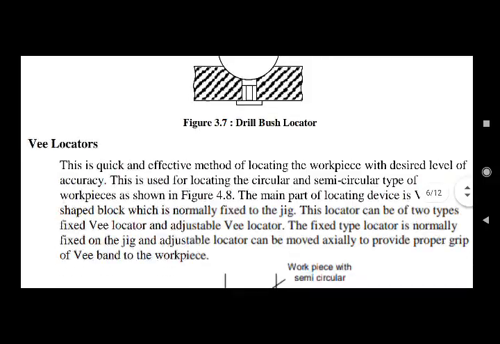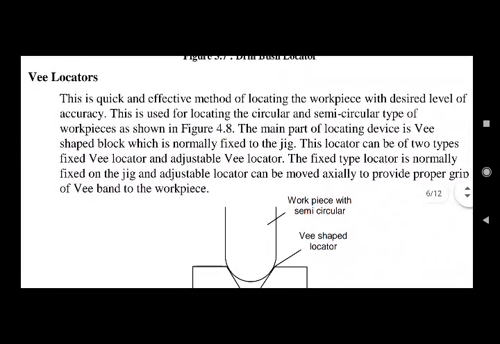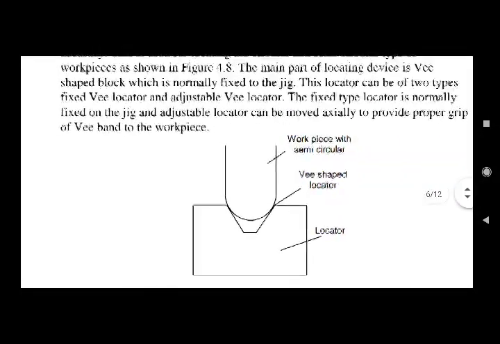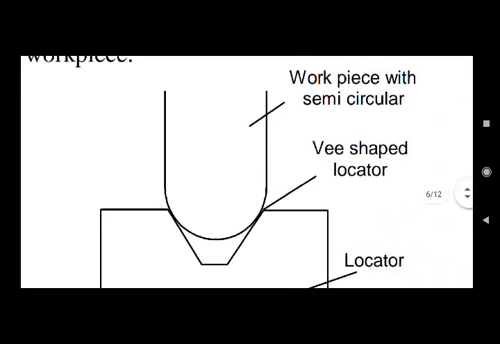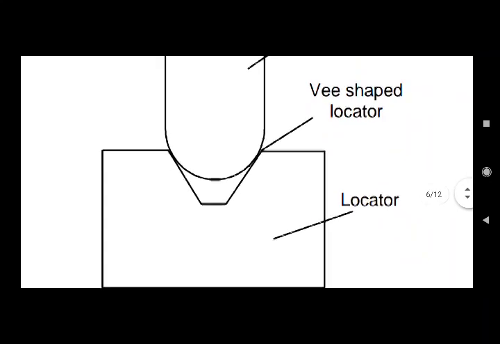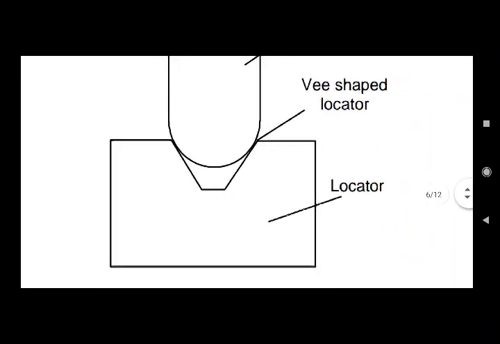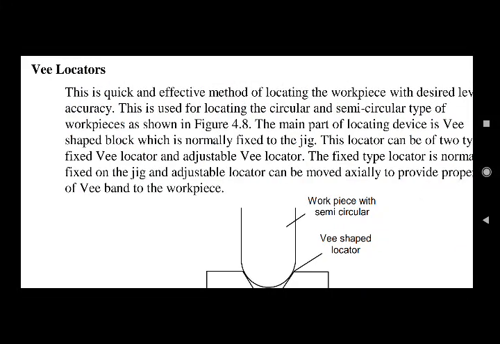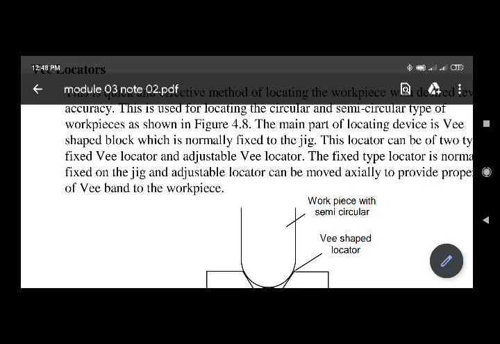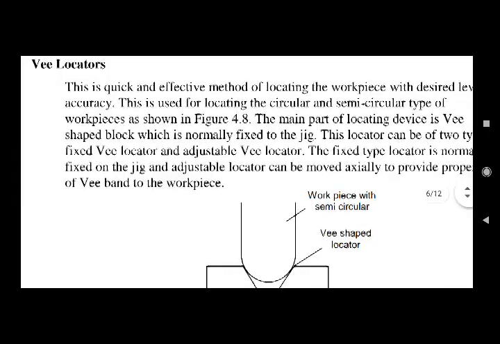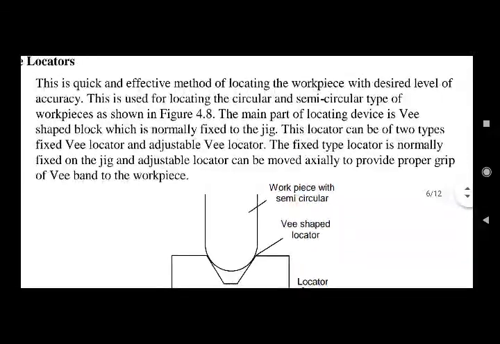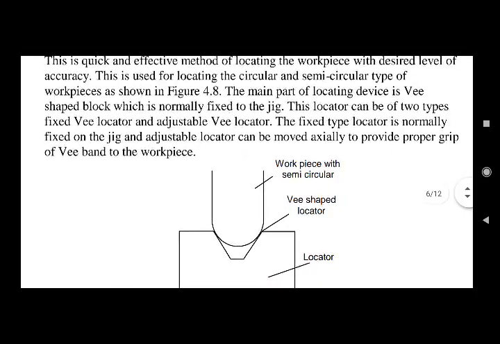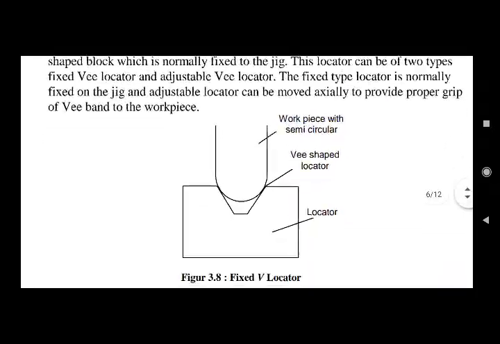Next, V-locators. Already we have seen V-locators in our lab, but today we are again going to see them. Now the workpiece is given with a semicircular shape. A V-shaped locator will help in order to locate this. This is the locator body. You will see V-locators. This is a quick and effective method of locating the workpiece with the desired level of accuracy. This is used for locating circular and semicircular type workpieces as shown over here.